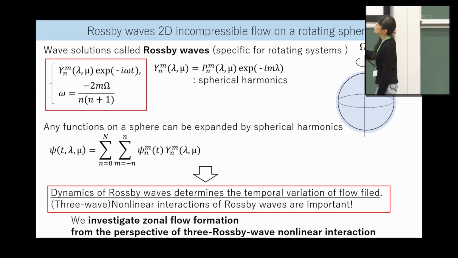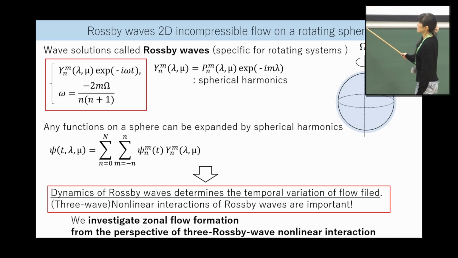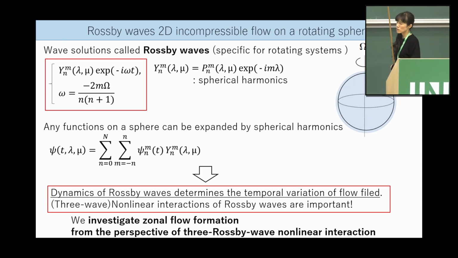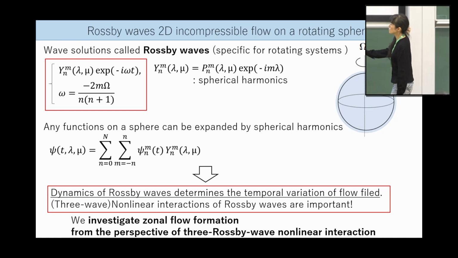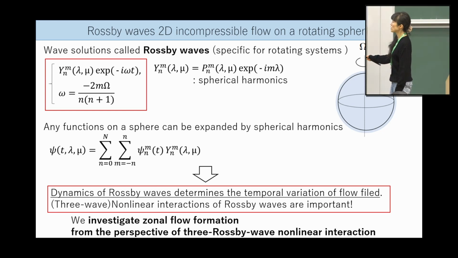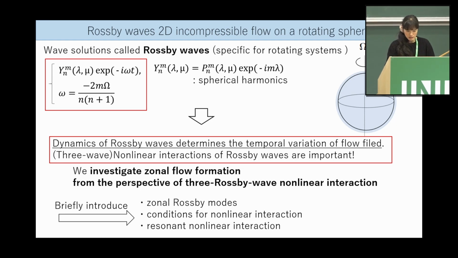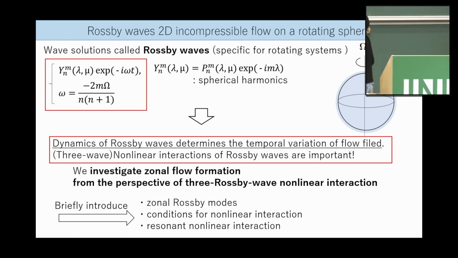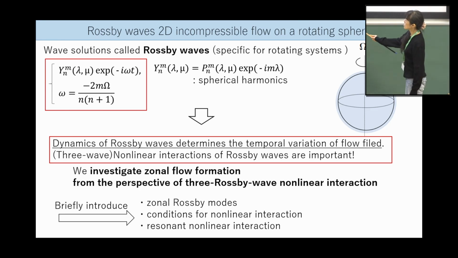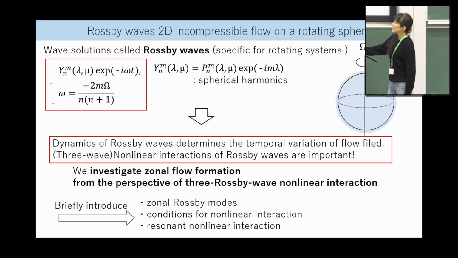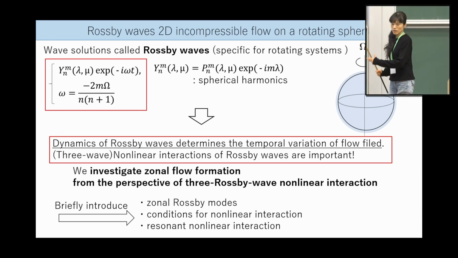So this also means that three-wave nonlinear interactions of Rossby waves are very important to understand the time variation of two-dimensional flow on a rotating sphere. So we investigate the zonal flow formation from the perspective of three Rossby wave nonlinear interactions. In order to do that, I will next briefly introduce the zonal Rossby modes and the conditions for nonlinear interactions and resonant nonlinear interactions.